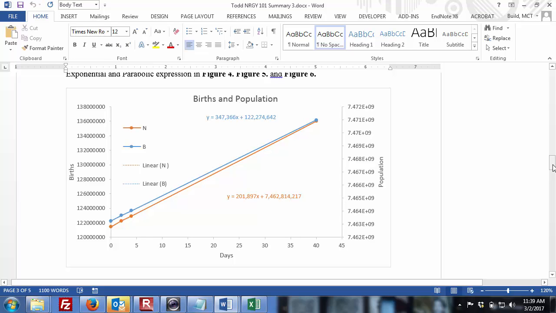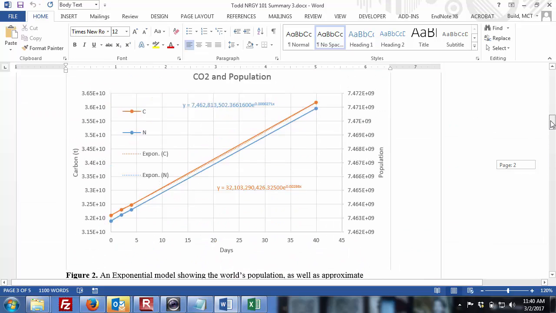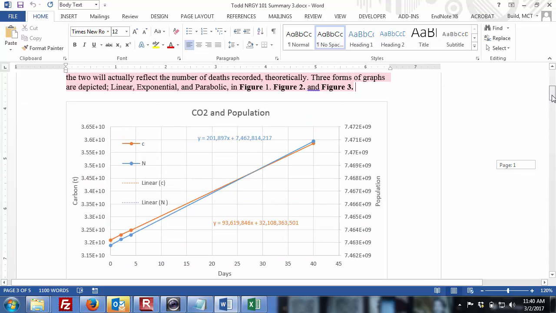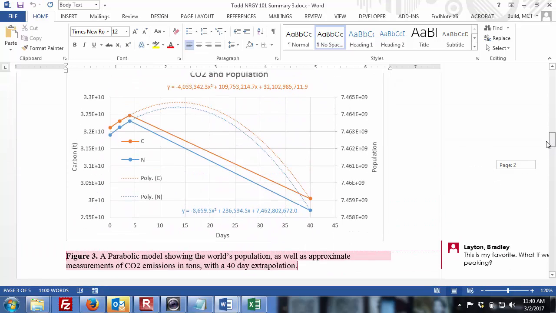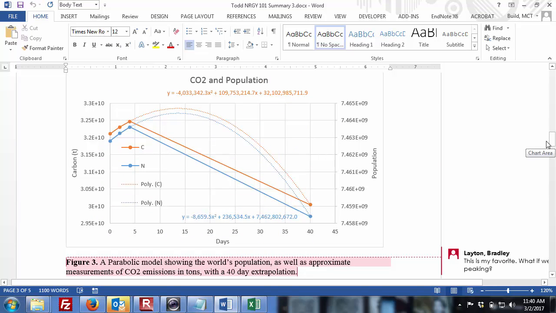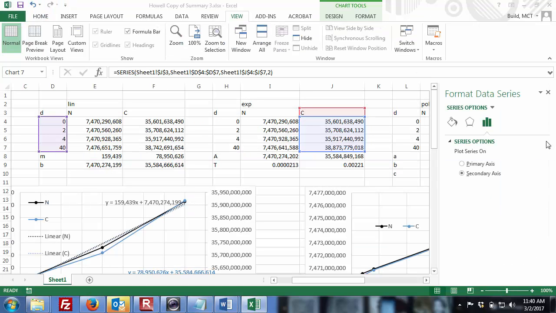So, again, six graphs. CO2 in population linear, CO2 in population exponential, CO2 in population quadratic. So it's the same data with just three different models. Did you have to manipulate any of those lines, or when you input those columns and make that parabolic distinction when you insert that graph, it'll do that all for you? Oh yeah, gorgeous. Yes, it is. Microsoft Excel is powerful.